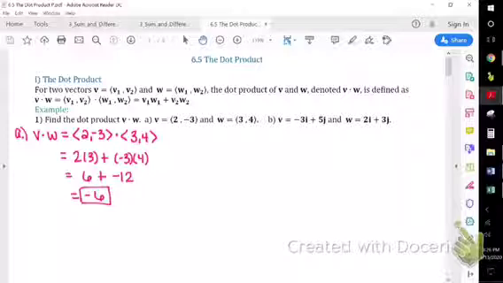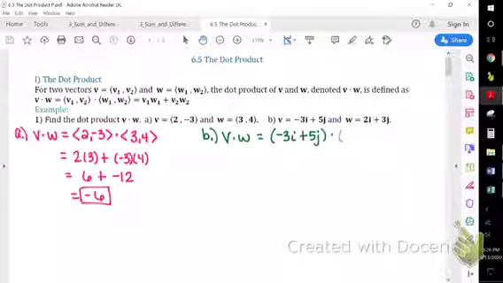For b, it wants us to find v dot w given that vector v is equal to -3i plus 5j and vector w is equal to 2i plus 3j. Alright, so we're looking for vector v dot vector w, which then is going to be equal to vector v is -3i plus 5j dot vector w, which was equal to 2i plus 3j.